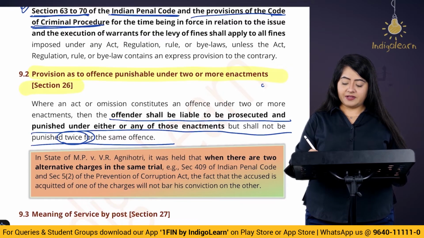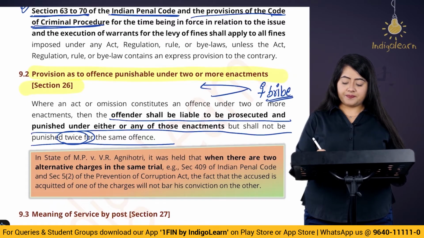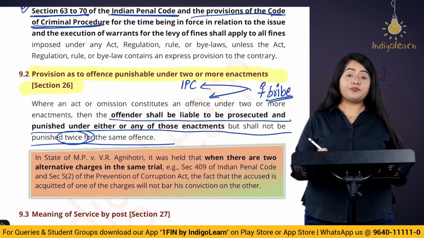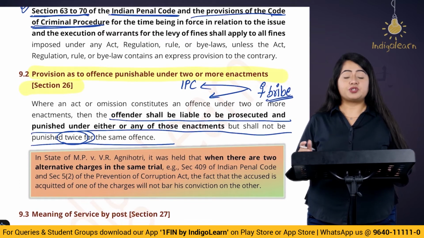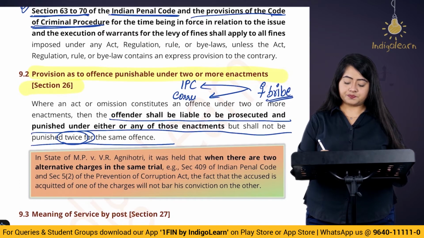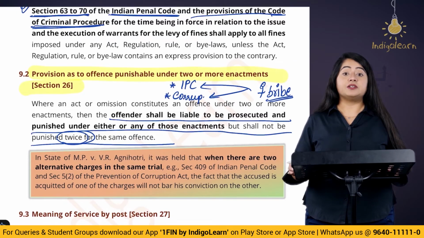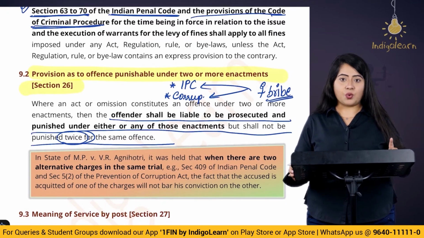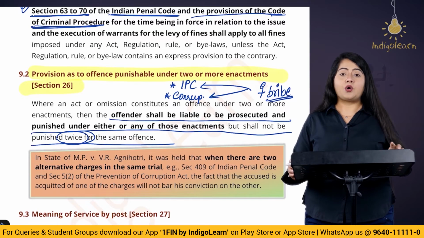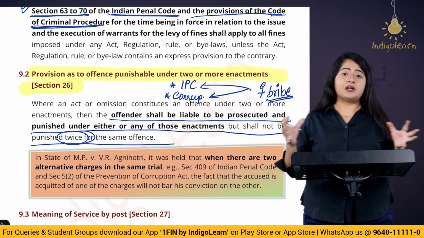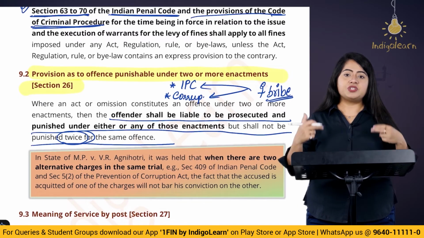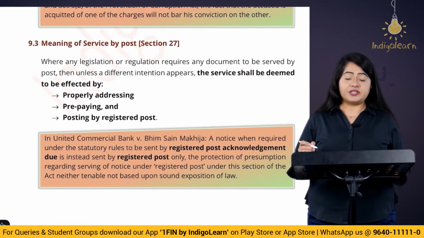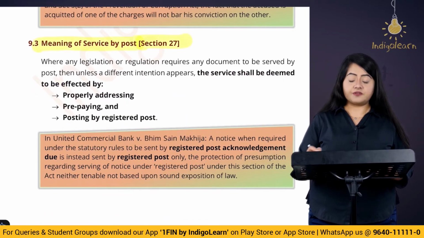For example, let's say we have a person, this person has taken bribe, okay. Now, when a person takes bribe, this person is liable under the Indian Penal Code also. Along with that, also under the Prevention of Corruption Act, this person is going to be punishable, right. Now, here this person is punishable under 2 different enactments. So, in that case, are we going to send him to jail 2 times? The answer is no. Okay, so here this person has to be punished once only, he has to be prosecuted once only according to either the higher penalty or according to the combined penalty of these 2 enactments, but this person is not going to be punished 2 times. Next section we are discussing is section number 27, meaning of the service by post.